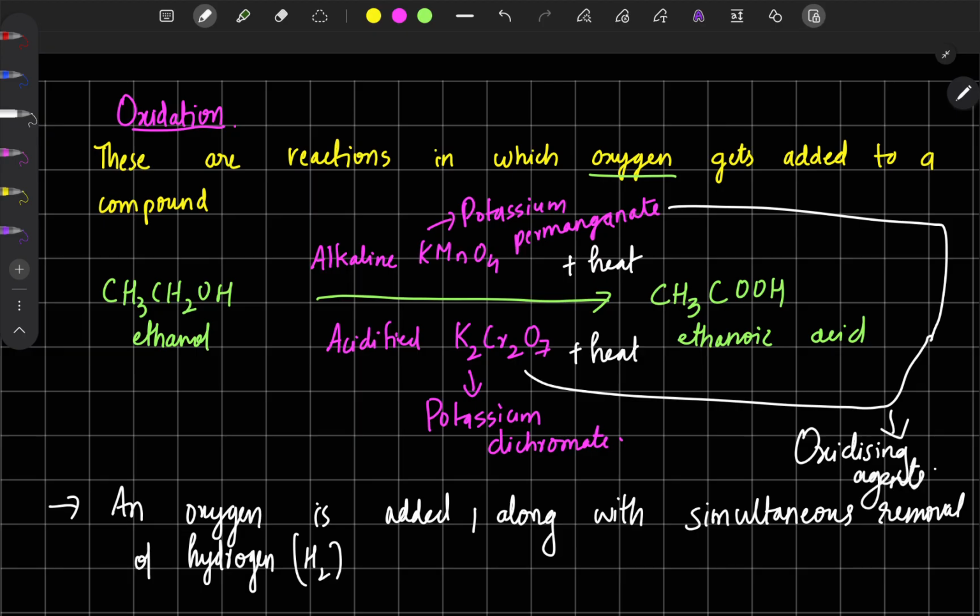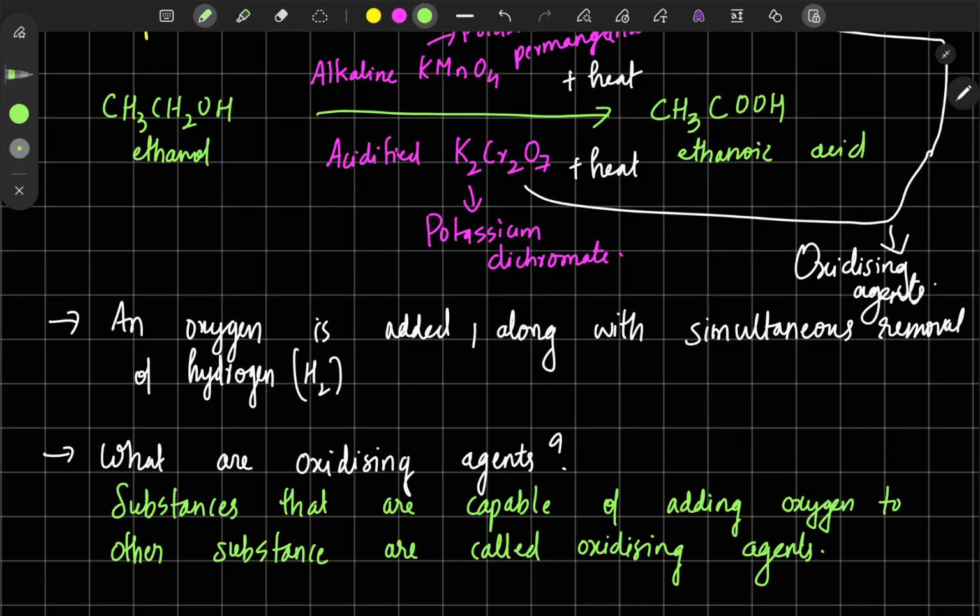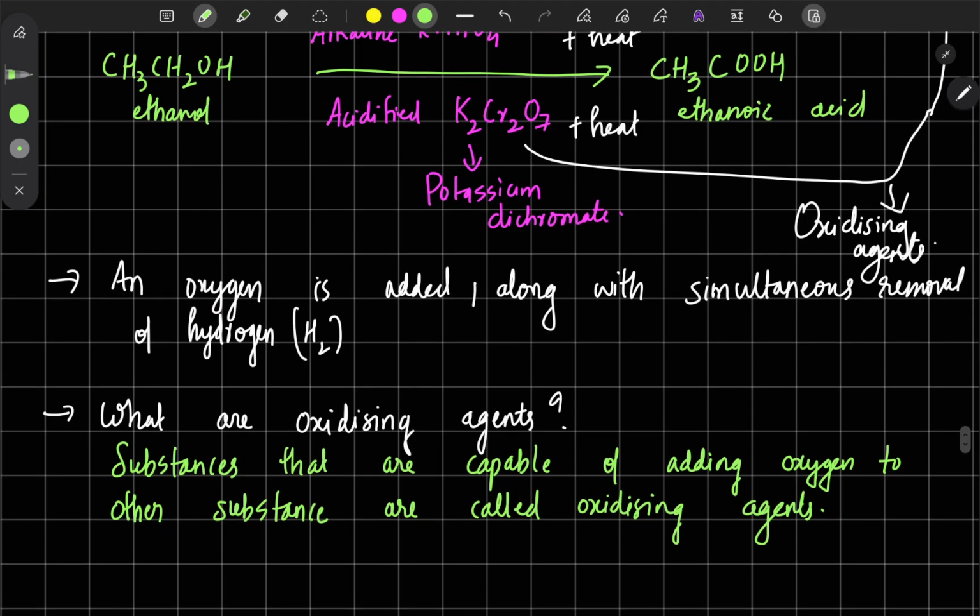These two things, KMnO4 and K2Cr2O7, are both called oxidizing agents. A question can be asked: what are oxidizing agents? Substances that are capable of adding oxygen to other substances are called oxidizing agents. I'll write the definition, you can copy that.